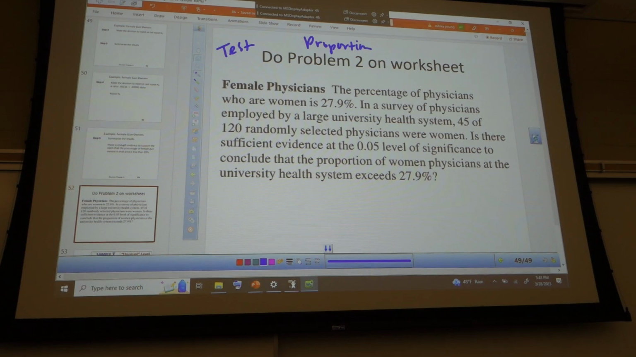So the percentage of physicians who are women is 27.9. That's sort of my statement. Is there evidence, this is getting into my claim, to conclude the proportion of women physicians exceeds, this is kind of where I get to the meat of it. Right? This is where my claim is. Is there evidence to conclude? Concluding things is sort of like a claim. You're also going to have these, so this is going to be in your claim.